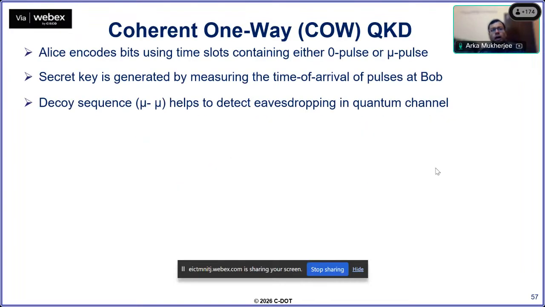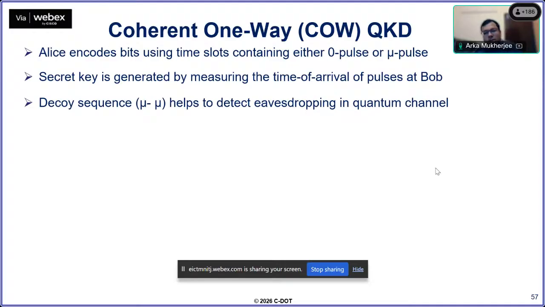So the first protocol is coherent one-way, or COW QKD. As I told, this is a discrete variable protocol, and again this is a prepare and measure type of protocol. As I told yesterday, prepare and measure means Alice prepares some quantum states and sends them to Bob, and Bob measures these quantum states. Yesterday I also touched upon the basic devices or equipment inside Alice and Bob, like lasers and intensity modulators. Today you will get a good feel for how these components are interconnected within the Alice and Bob nodes.